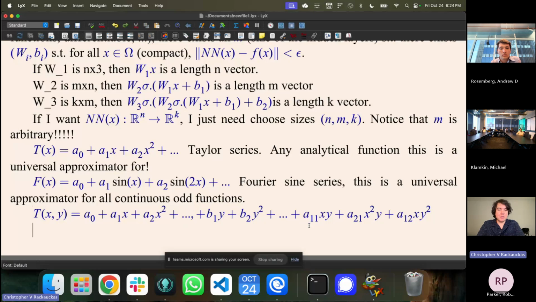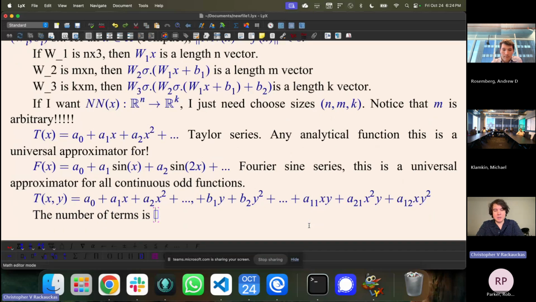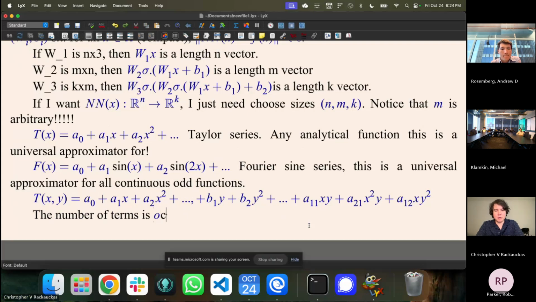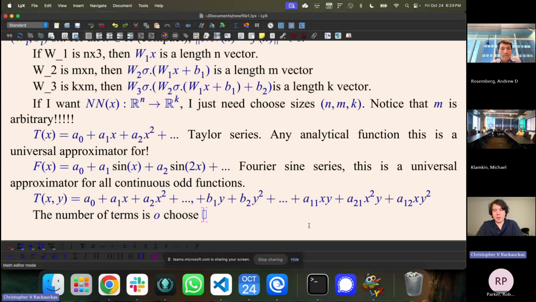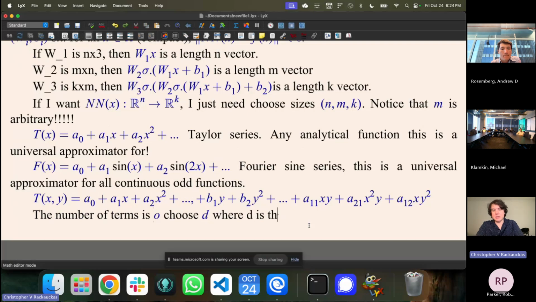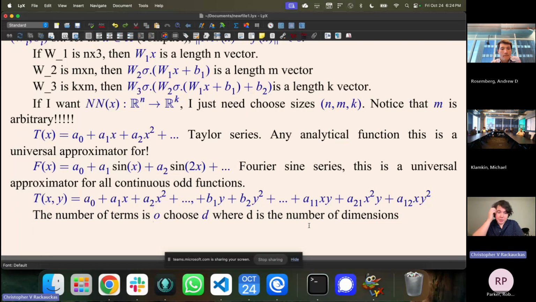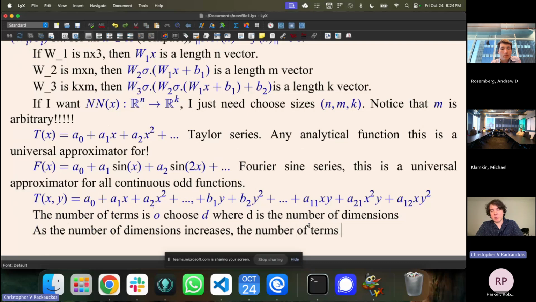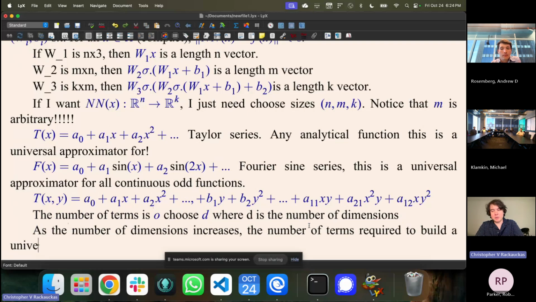And so the number of terms is of order D choose O, where D is the number of dimensions, right? And the crazy thing that begins to happen is that as the number of dimensions increases, the number of terms required to build a universal approximator grows exponentially, right?